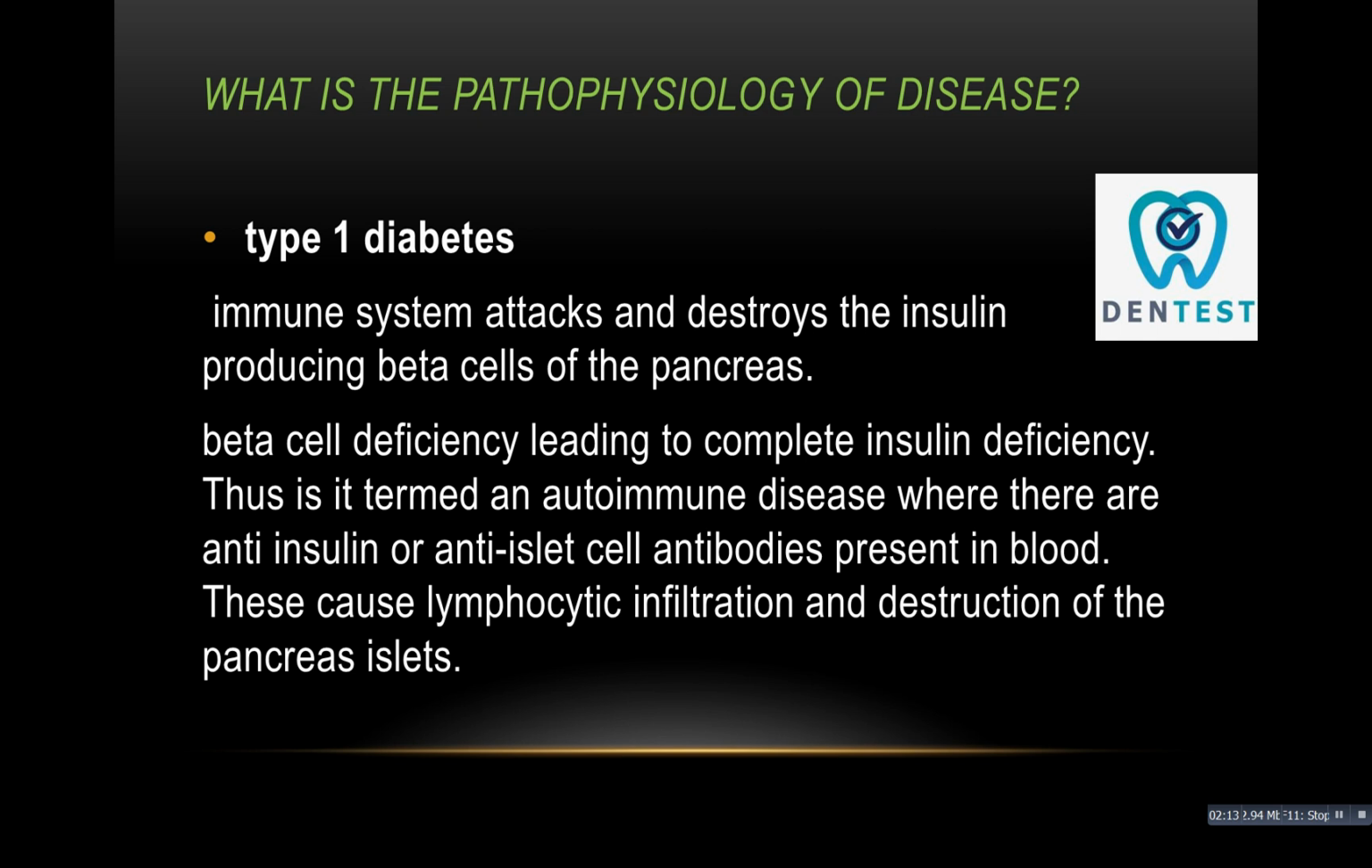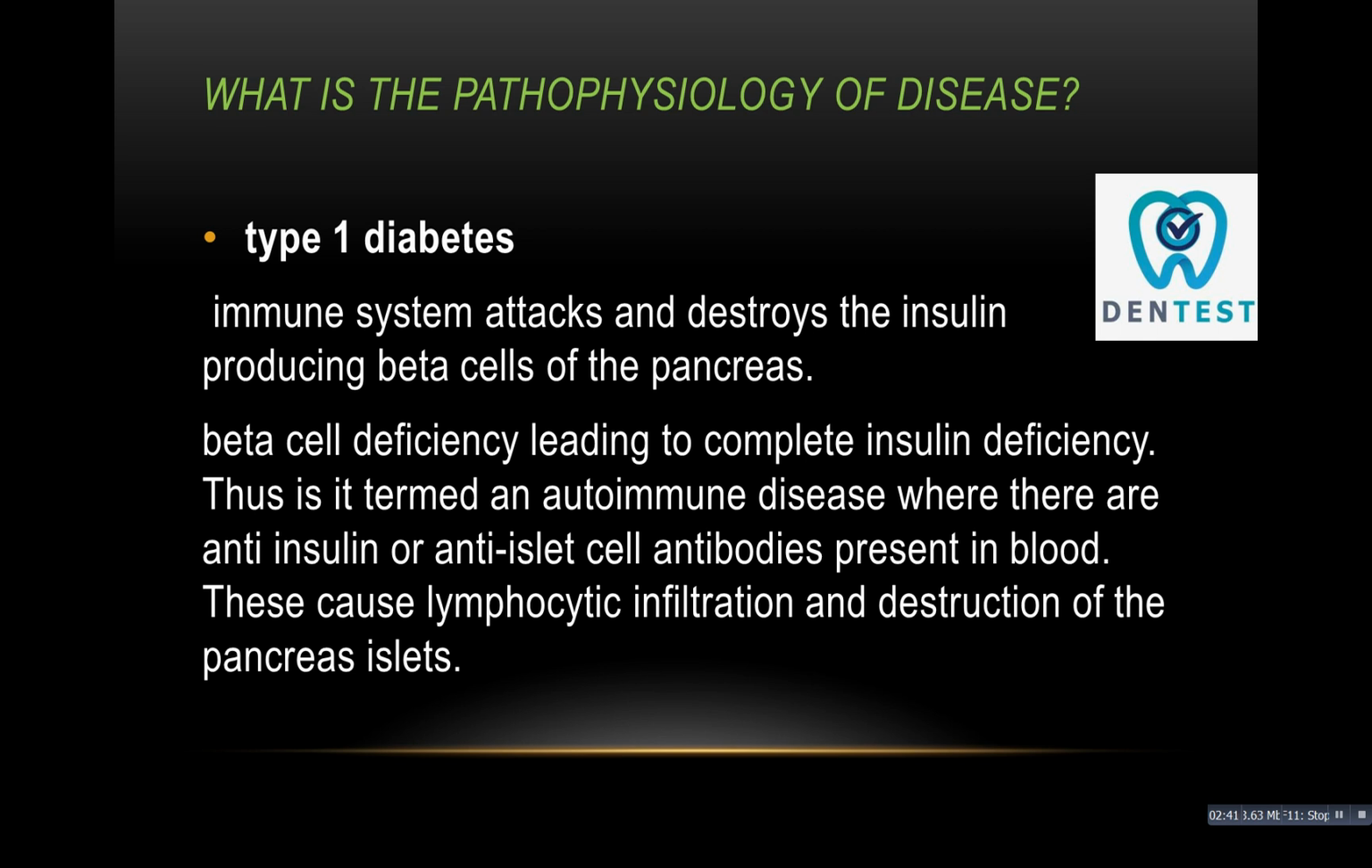This all lead to destruction of the beta cells, which is responsible for the insulin secretion in the pancreas organ. So the beta cell deficiency lead to complete insulin deficiency, and this is we call autoimmune disease, where there are anti-insulin or anti-islet cell body will be formed, and this will enhance the lymphocytic infiltration and destruction of the pancreas cells. So we have an immune response that will lead to formation of the antibody, and this will enhance the lymphocytic infiltration to destroy the islet.